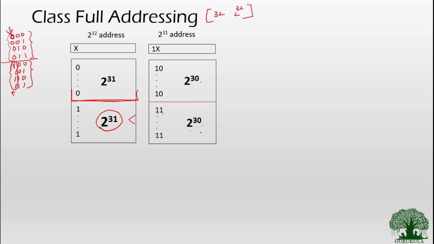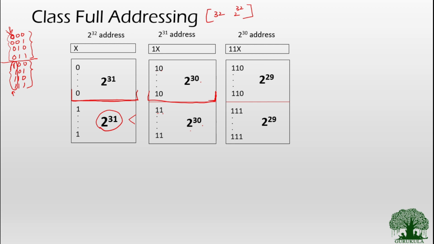Now I will have to repeat the same procedure. I will not alter this upper block. This upper block will be kept as such, and I will take only the bottom part, which will again be classified into two. So I will have 2 to the power 30 addresses. Now I have 11 as constant, and I will have to divide the group into 2, so I need one more bit. The first block will always start with 110, and the second block will always start with 111.